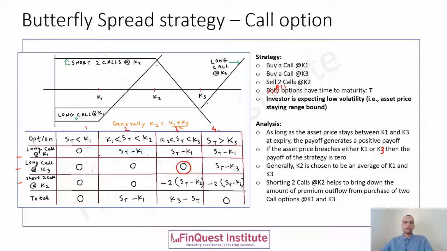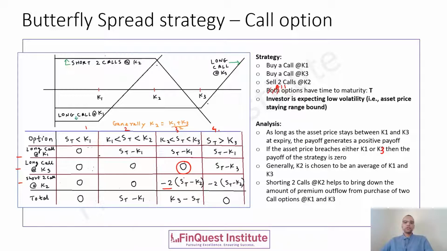So we have ST minus K1 for the call at K1. We have ST minus K2 for K2. And here you observe there is a multiple of -2. That is because we have sold two call options at K2. That's why the factor -2 into the bracket of the payoff. And in scenario number 4, all of the options are in the money. So we'll have a payoff for all of them.